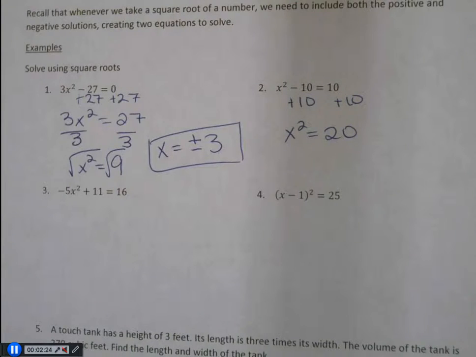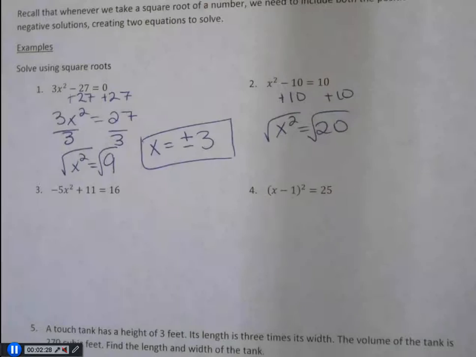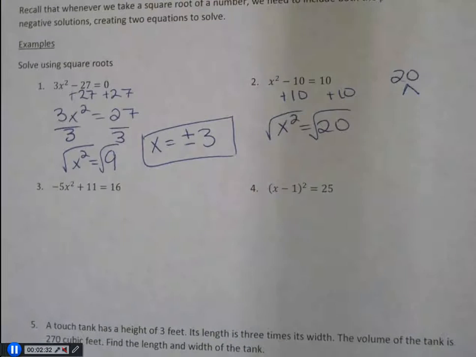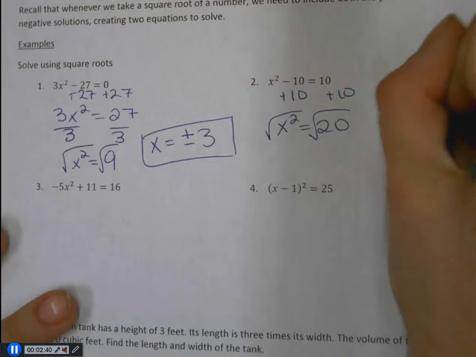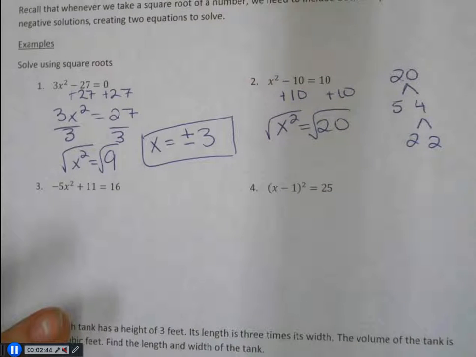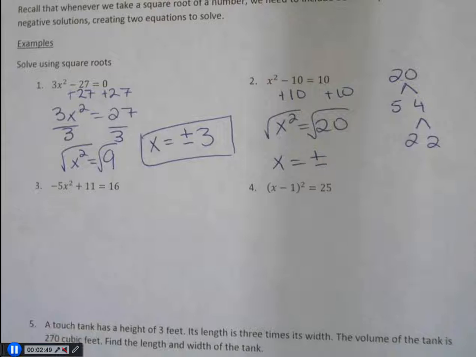Okay, then what do I want to do? Square root it. Is 20 a perfect square? No. So this one is irrational, because I'm going to be left with a radical. What are my factors of 20? 5 and 4. What are my factors of 4? Okay. So I'm going to have x equals plus or minus, because when I take the square root, I always get a plus and minus.